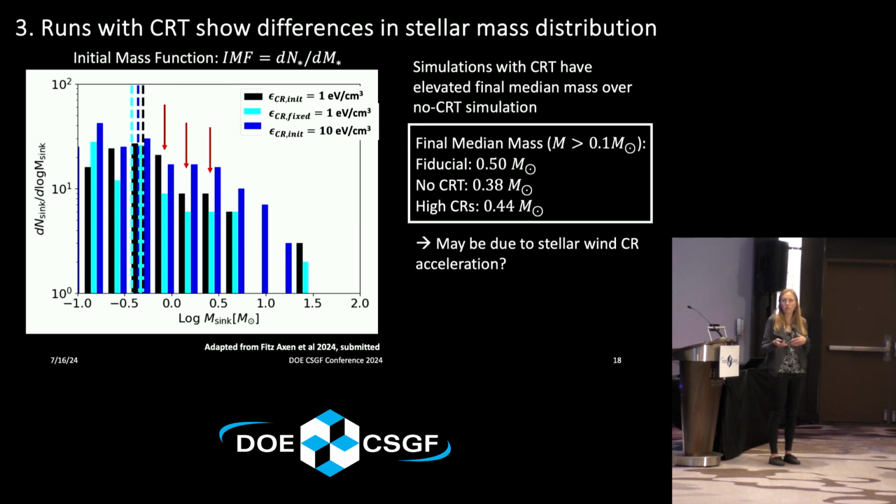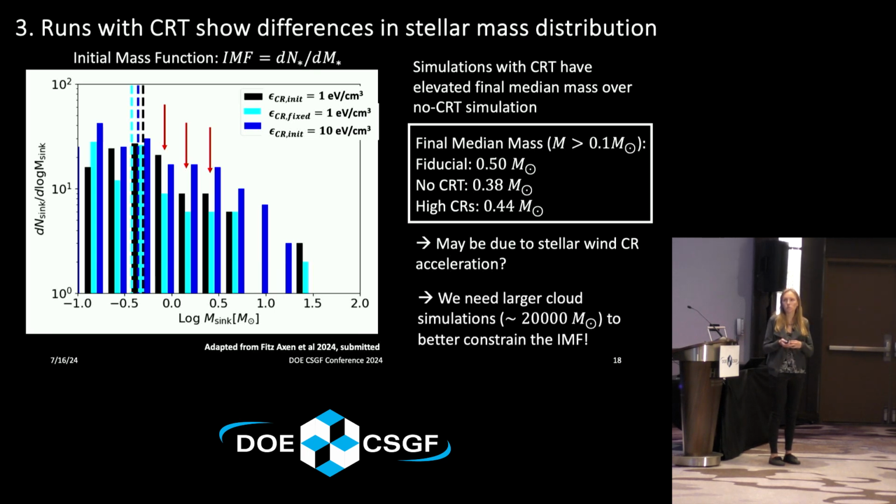And we think that this effect may be due to the stellar winds at the end accelerating cosmic rays and changing the gas properties and somehow influencing this mass distribution. And so what we're really trying to do now is run larger clouds, because like I said, these were only 2,000 solar mass clouds. We did this so we could run a number of them and get some results. But what we really need is larger cloud simulations that form more stars, so we can get a statistically significant picture of the stellar initial mass function. So right now we're running simulations with about 20,000 solar masses to better constrain this mass distribution.